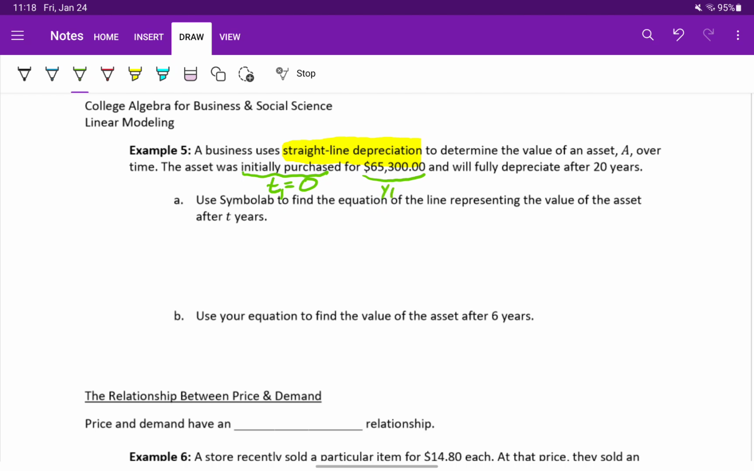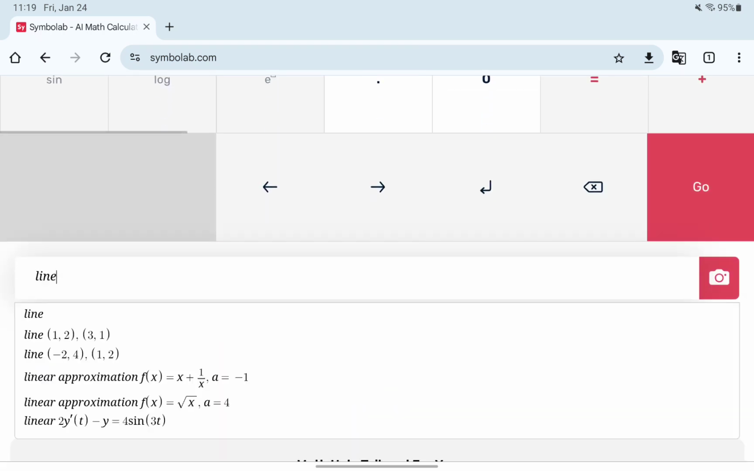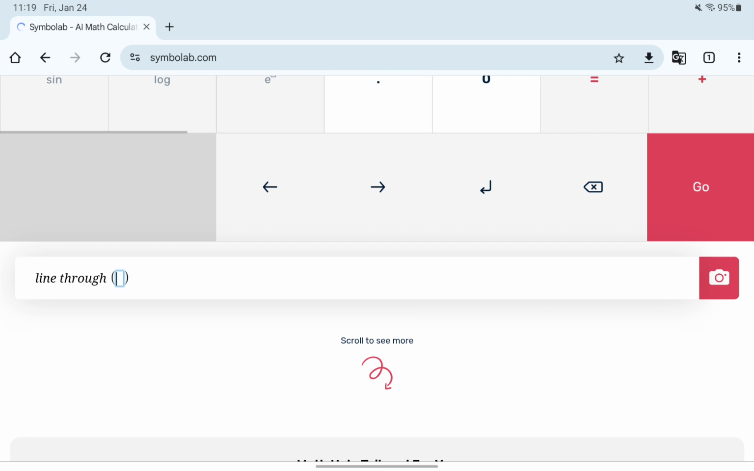And then we're told that this item will fully depreciate after 20 years. That value of 20 is our second T value, our second time. And this idea of fully depreciating means that our Y2 value is 0. What we want to do then is group those as two XY coordinate pairs, but in this case, they'll be T, Y coordinate pairs. And we'll ask Symbolab to find the line through those two pairs.